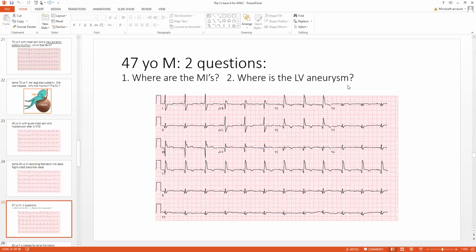But then where is the aneurysm? Well, there's ST elevation in V3 with a Q wave, remote from the pain. This is aneurysm in the anterior wall. Why do you care about that?